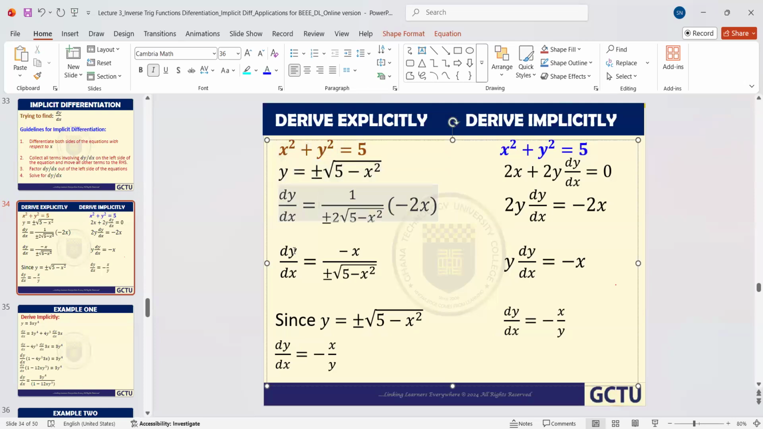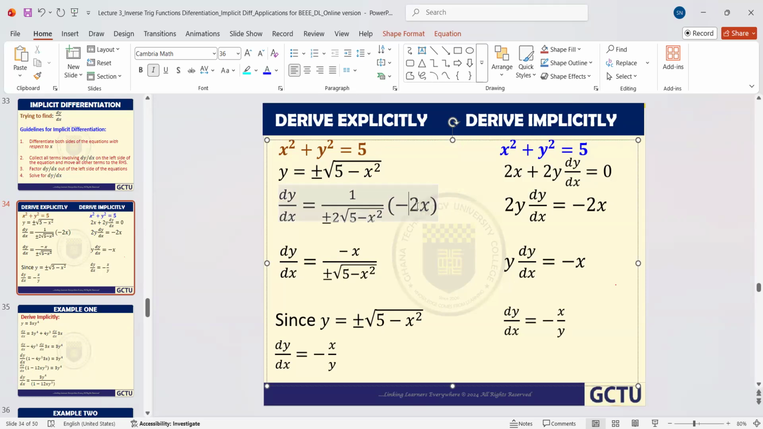Now, dy dx simply will give you, remember this is 5 minus x squared raised to the power half, okay? That is why it becomes 1/2, 1/2 of the function. Then you differentiate the function itself. If you differentiate 5 minus x squared, you will get negative 2x. That gives me what I have here. So the numerator will give you minus 2x. One of the x will cancel the x that I have.